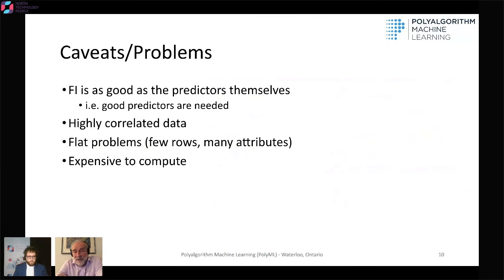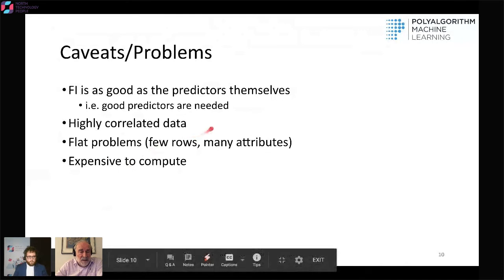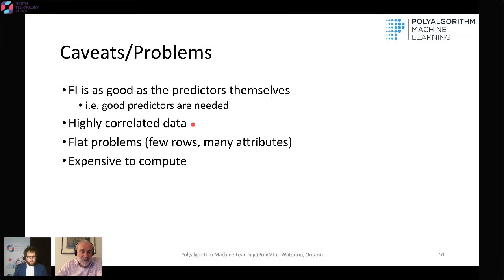Feature importance is only as good as the predictors themselves. So we may have a GIGO system, right? Garbage in, garbage out. If we don't have good predictors, we are not going to have a good feature importance analysis. When we have highly correlated data, it's a problem and has to be taken care of.